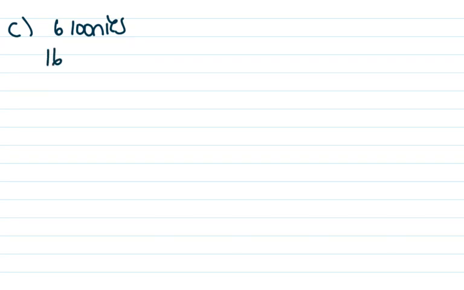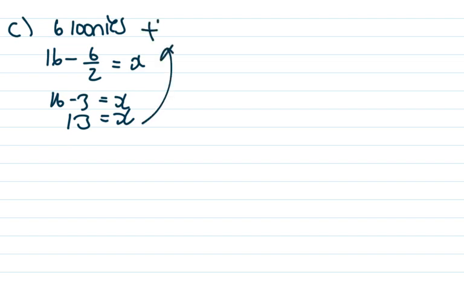So 16 minus 6 over 2 equals y. 16 minus 8 equals y. Sorry, 6 over 2 is 3, not 8. So he had 6 loonies and 13 toonies. And then you could just choose some more amounts and see what you get.